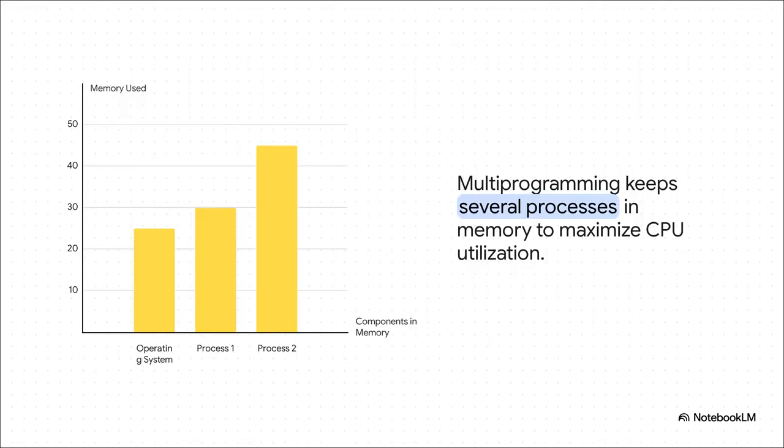So how does your OS make it look like you're a multitasking genius? Well, because it's a multitasking genius itself. It uses this technique called multiprogramming, which just means it keeps a bunch of processes loaded up in memory all at once. The whole point is to make sure the CPU, the brain, always has something to work on. So if one process is just sitting there waiting for a file to download, the OS doesn't wait around. It instantly switches the CPU over to another process. Not a millisecond is wasted.